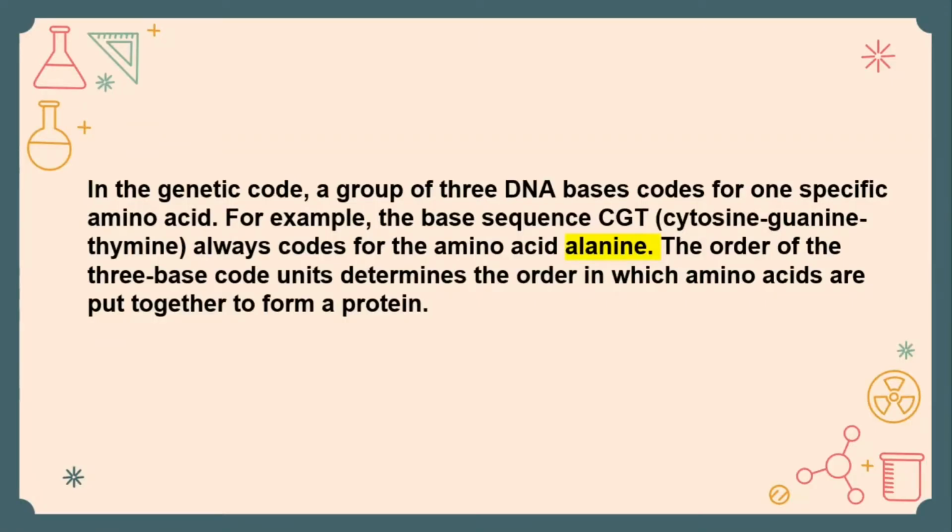In the genetic code, a group of 3 DNA bases codes for one specific amino acid. For example, the base sequence CGT always codes for the amino acid alanine. The order of the 3 base code units determines the order in which amino acids are put together to form a protein.